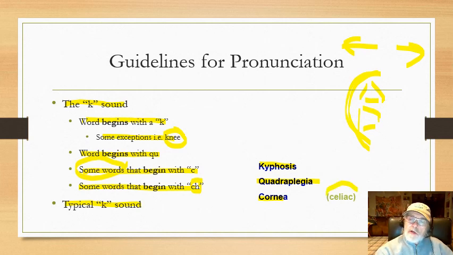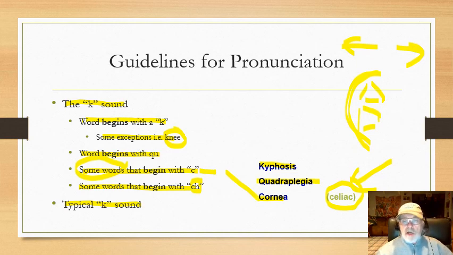Now this right here is not following the rule. That's not pronounced with a K, but the true pronunciation of this would be celiac. So again, some words that begin with a C, like cornea, will have the K sound, but other words that begin with a C start with a softer C, celiac. Okay, that's that. And then we have chondroma.